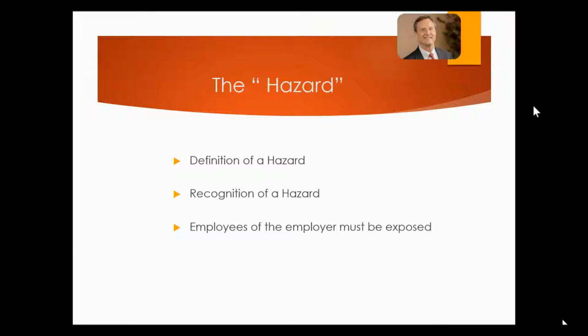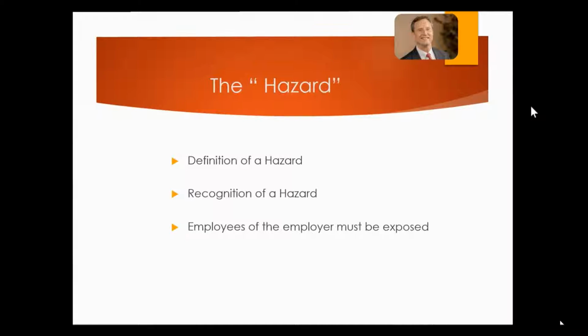So OSHA has to establish that this hazard or this lurking risk of injury was, quote, recognized. Remember that the hazard has to be recognized, and this is one of the limitations on OSHA's use of the general duty clause. It has to be able to be recognized. We're going to discuss what that means in a little more detail in a minute. Your employees, not the general public, not another company's employees, but your employees must be exposed to the hazard.